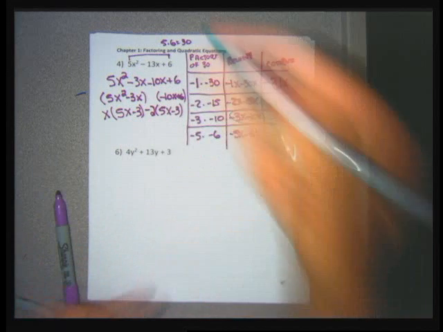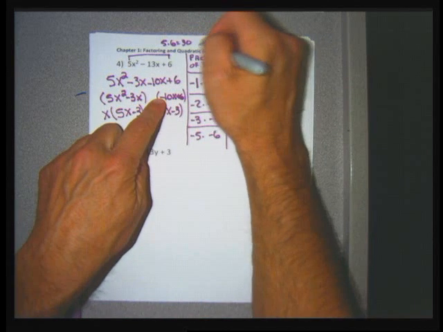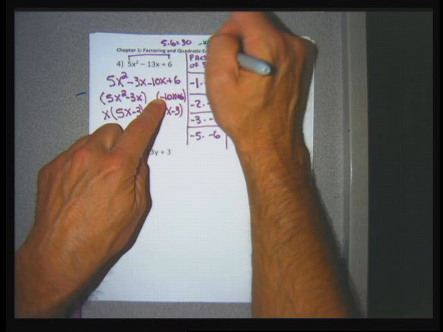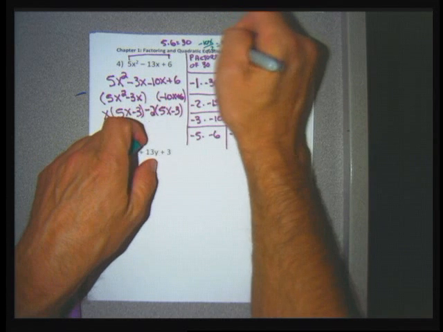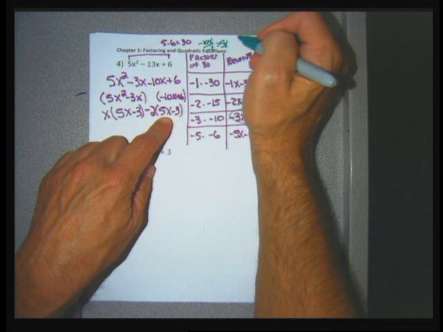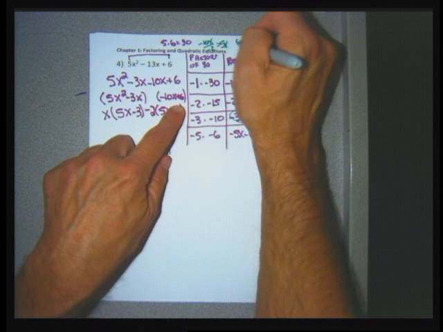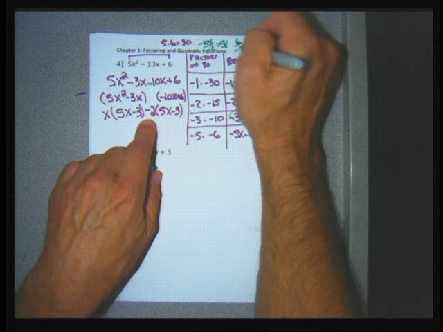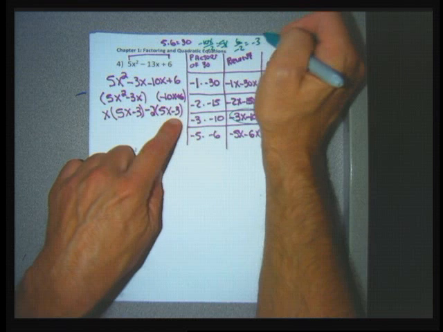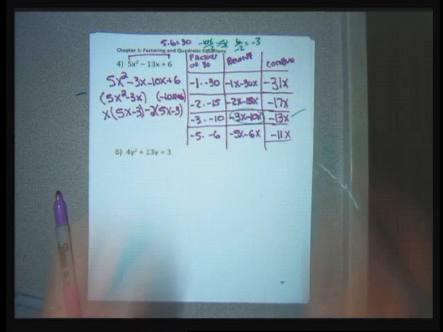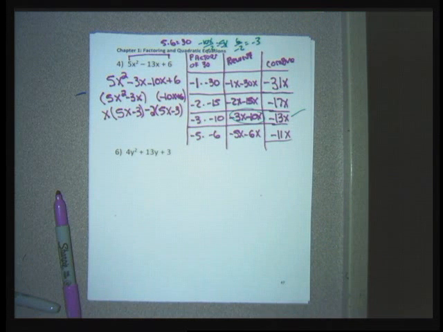But I could have gone, negative 10x that was inside the parentheses divided by the negative 2 that I factored out would give me a 5x first, and a positive 6 that was inside the parentheses divided by the negative 2 that I factored out would give me a negative 3 second. It's not a coincidence that the parentheses are the same.